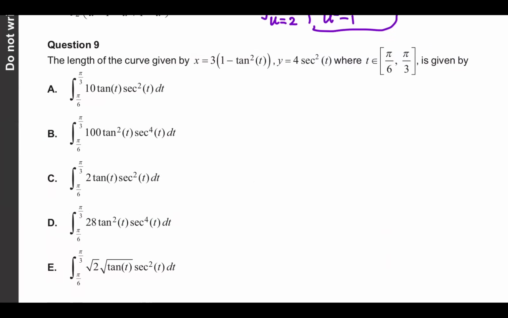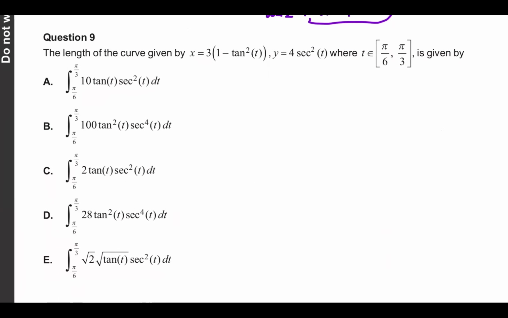Okay, and let's have a look at question 9. Question 9 assessed your skills in finding the length of the curve, expressing that as a definite integral. So firstly, you need to get your dx/dt, which is 3 lots of 0 minus 2 tangent t times secant squared t. Notice that you are using a chain rule here. And this will get you negative 6 tangent t secant squared t.